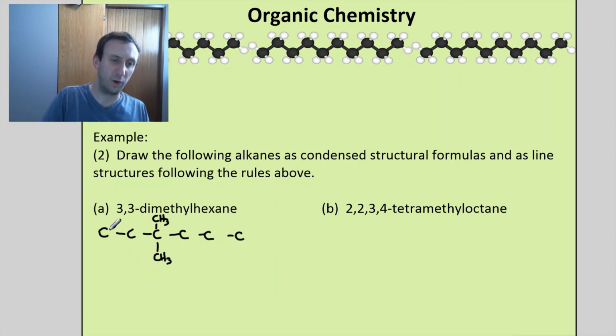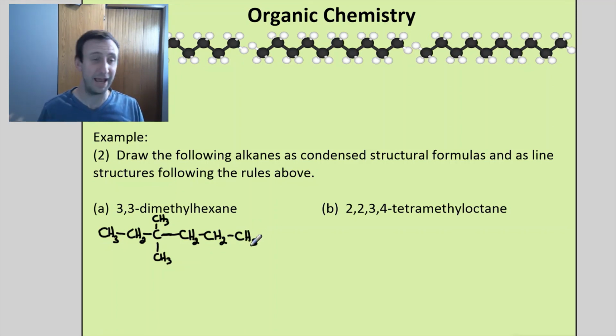This carbon has 1 bond, so it needs 3 hydrogens. This carbon has 2 bonds, so it needs 2 hydrogens. This carbon already has 1, 2, 3, 4 bonds, so it's done. I don't need any hydrogens there. This one has 2, so 2 hydrogens, 2, so 2 hydrogens, and 1, so 3 hydrogens. And now I'm all set up with my structural formula, my condensed structural formula.